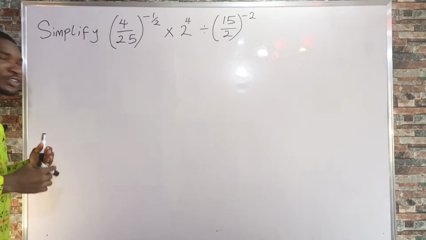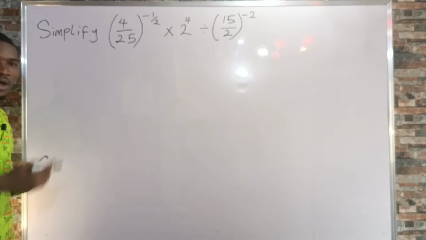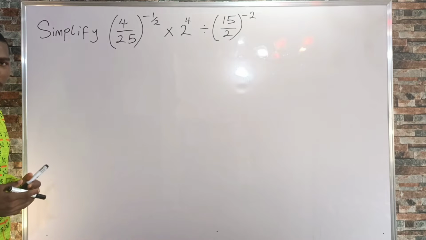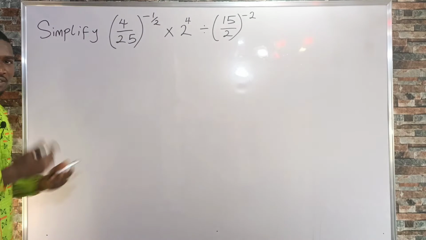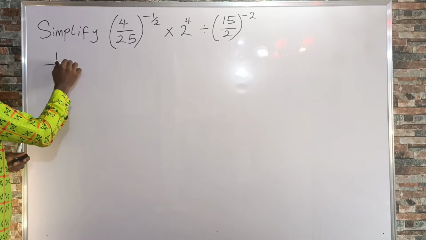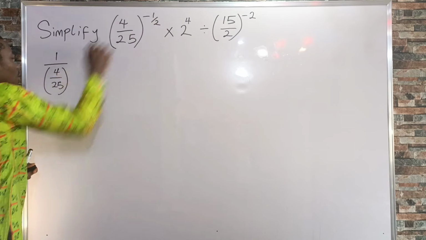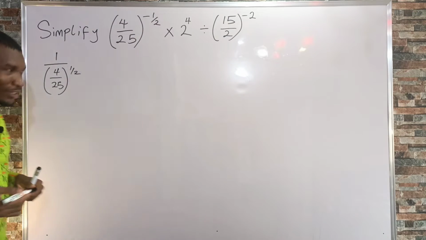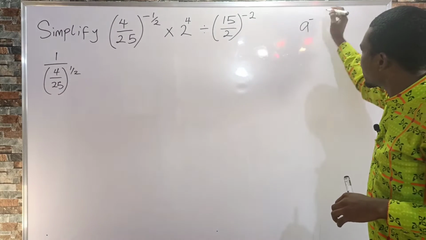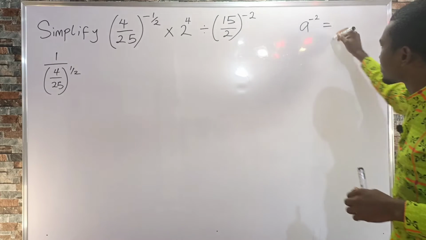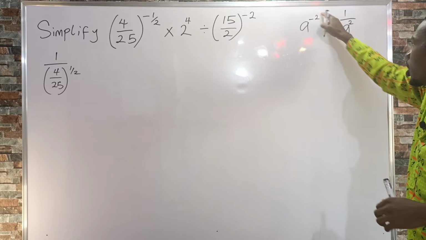Remember, for you to be able to solve a question of this form, which involves indices, you are required to recall your laws of indices properly. So when we have 4 over 25 raised to the power of negative half, it can be put as the reciprocal of 4 over 25 all raised to the power of the positive value of half. Remember the law of indices that says whenever you have a given base raised to the power of a negative value, it is the same thing as taking the reciprocal of that base raised to the initial power.